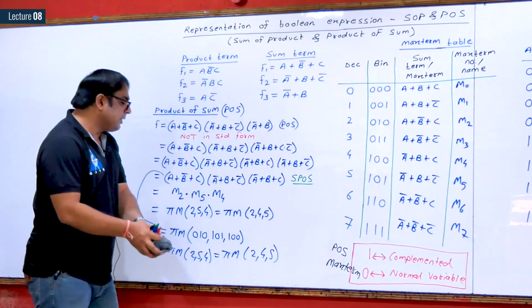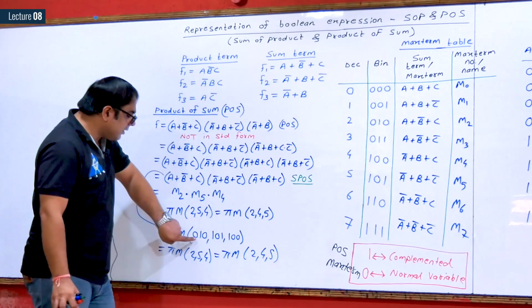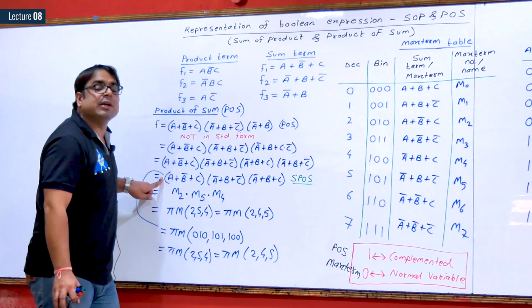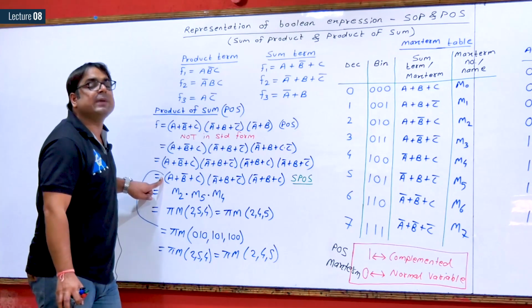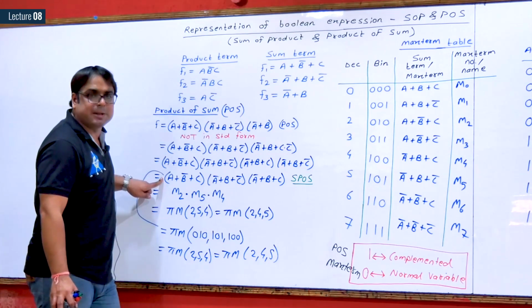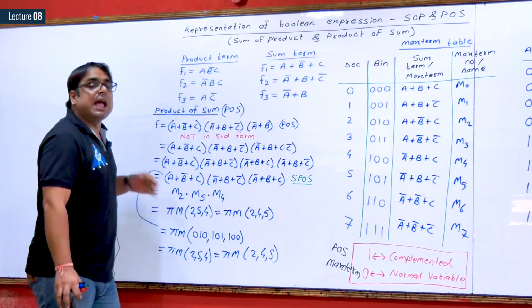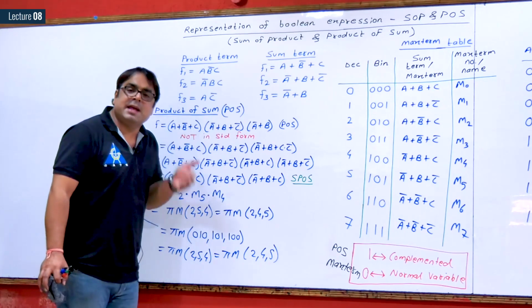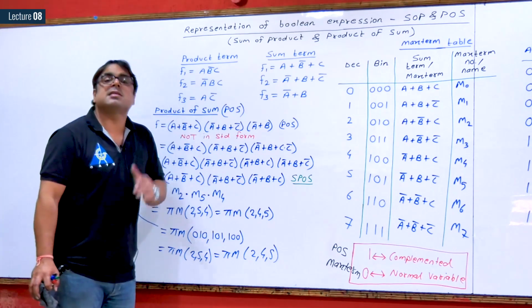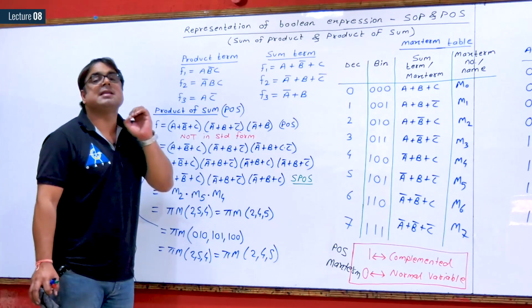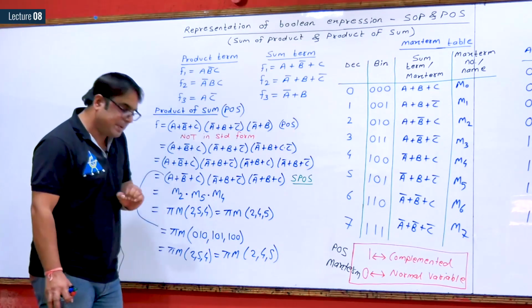Again, one thing to keep in mind: before converting to bits, you should always make sure the sequence is A, B, C. If we are maintaining the sequence A, B and C, it signifies A is your most significant bit and C is your least significant bit.